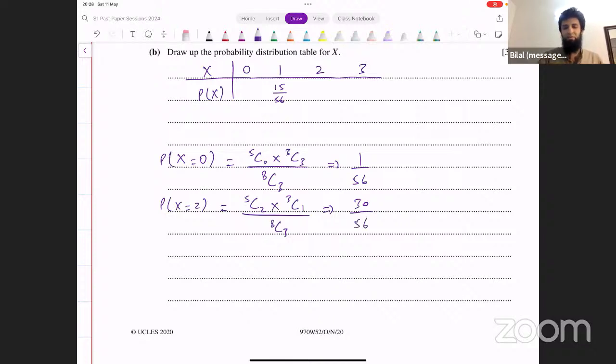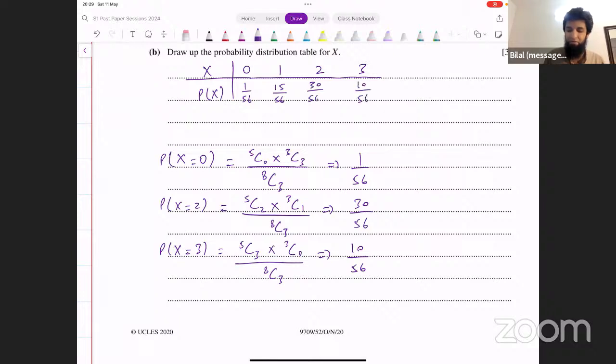I would recommend, if calculating the probability is fairly straightforward, like in this case, calculate each of these probabilities rather than doing one minus that, because you can just then verify your answer as well. So let me explain what that means. Find the probability of X equals 3 as well. Let's see what that turns out to be. That would be 5C3 into 3C0 divided by 8C3. Now 5C3 is 10. 10 into 1 divided by that, that's 10/56. Now the probabilities turn out to be 1/56 here, and then 30/56 here, and then finally 10/56.